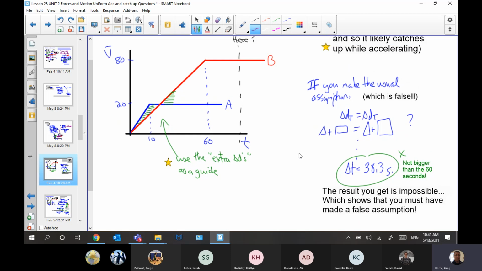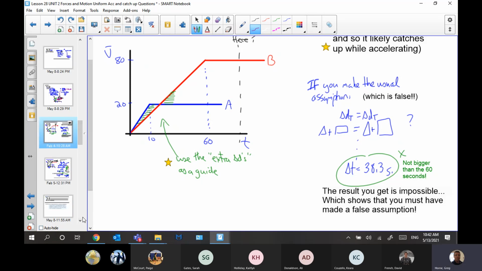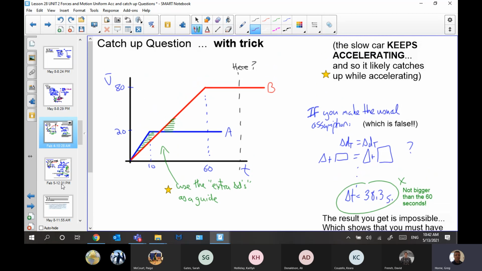If you get an answer that doesn't make sense, it might mean that it's a situation where it's catching up while accelerating, and so you've made a false assumption. Right? Sometimes math will do that. It'll just give you an answer that doesn't make sense, and you check the numbers, and you're like, no, I did it right. Well, it was the original assumption that wasn't right.